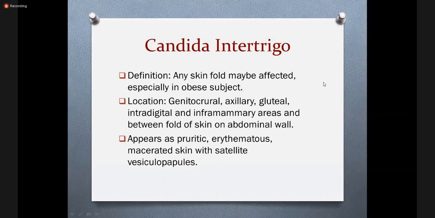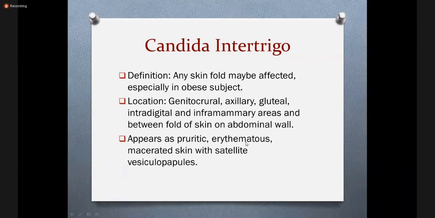Now, candidal intertrigo. Okay. Any skin fold may be affected, especially in obese subjects. Intertrigo is most commonly seen in the obese when there is friction between two flexures. A rash appears, erythema appears, and it is usually secondarily infected by Candida. Locations are genitourinary, axillary, gluteal, interdigital, inframammary or submammary areas, and between the folds of the skin on the abdominal fold.